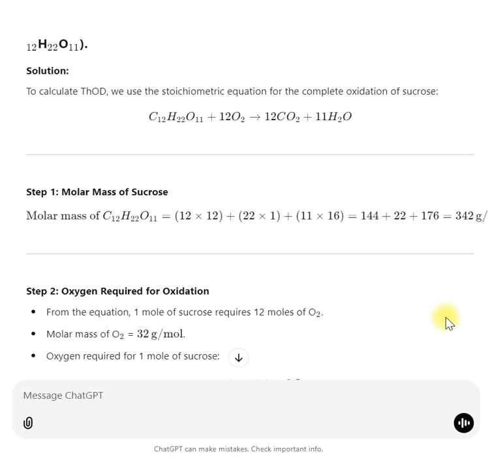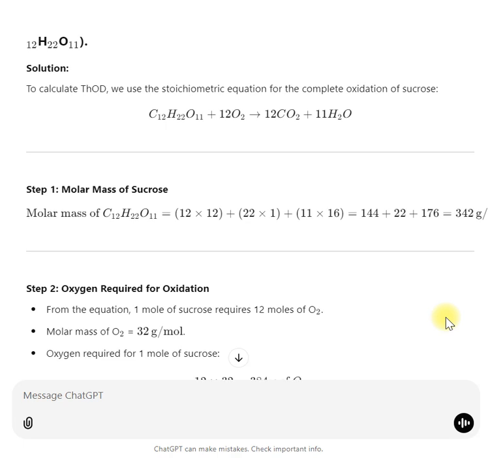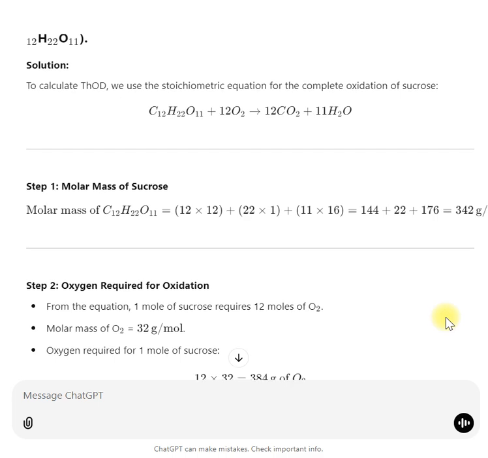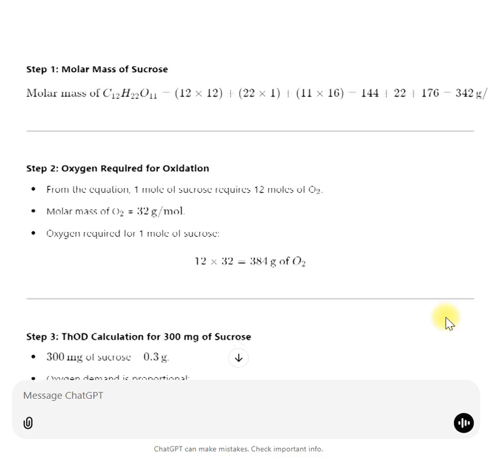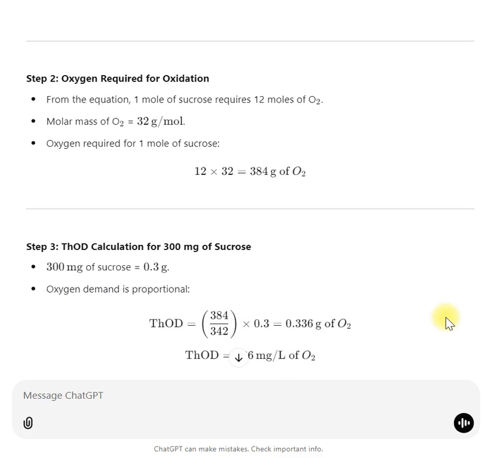Step 1. Molar mass of sucrose. Molar mass of C12H22O11 equals 12 times 12 plus 22 times 1 plus 11 times 16 equals 144 plus 22 plus 176 equals 342. Step 2. Oxygen required for oxidation. From the equation, 1 mole of sucrose requires 12 moles of O2. Molar mass of O2 equals 32 g per mole. Oxygen required for 1 mole of sucrose, 12 times 32 equals 384 g of O2.